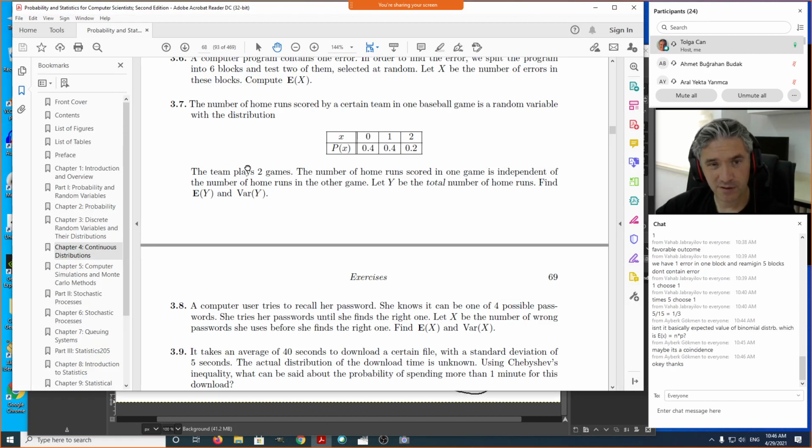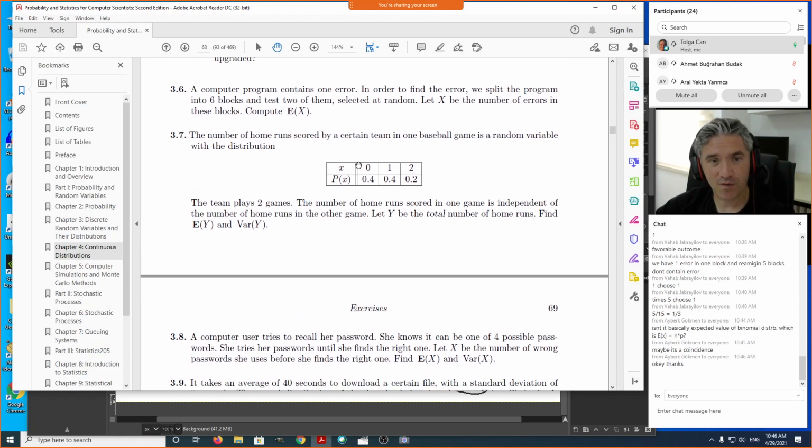So if you look at the second exercise, the number of home runs scored by a certain team in one baseball game. So this is also an expected value and variance question. The different thing here is that we have a variable over two games which are independent from each other. So we need to also find the expected value of a summation. But since these are independent, if you find the expected value of a single game and the variance of a single game, you can just find the expected value and variance of y by multiplying by 2.